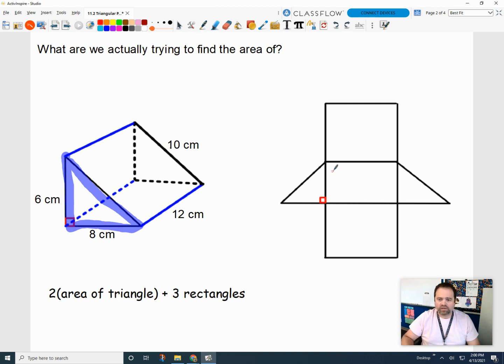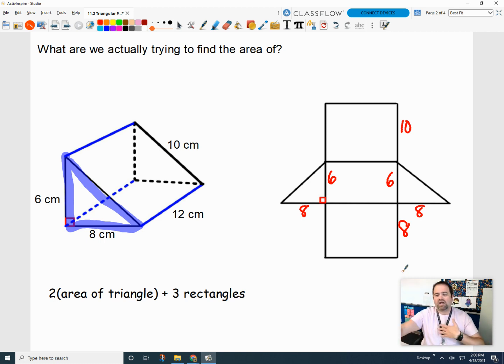I've got two triangles that are 6 units tall, 8 units long. And that 10, if you can fold this up in your mind, the 10 that was this diagonal length should be the same as this length here. And same thing down here. The 8, this horizontal piece of this triangle, winds up being this piece of the rectangle in the middle.